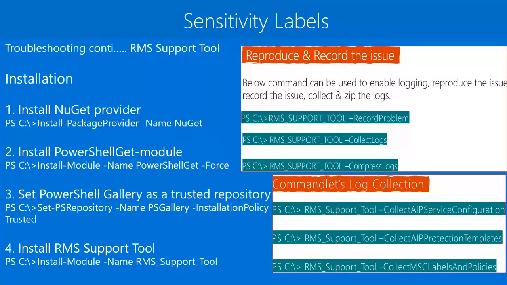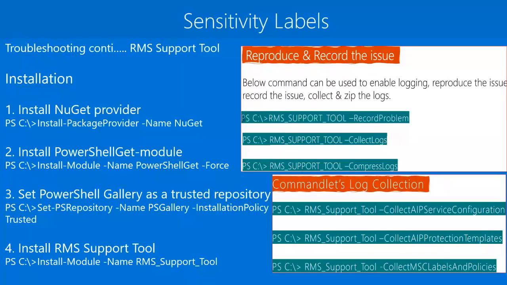Apart from that, you can also make use of the switches available in the RMS support tool to get the AIP service configuration. If you are using Azure Information Protection, you can use the switch collect-AIP service configuration to get the complete details about the AIP service that you are using. For all the AIP protection templates available, you can use collect-AIP protection template to get the template details, and collect-MSC label and policy. This will give you the MIP labels which are available.